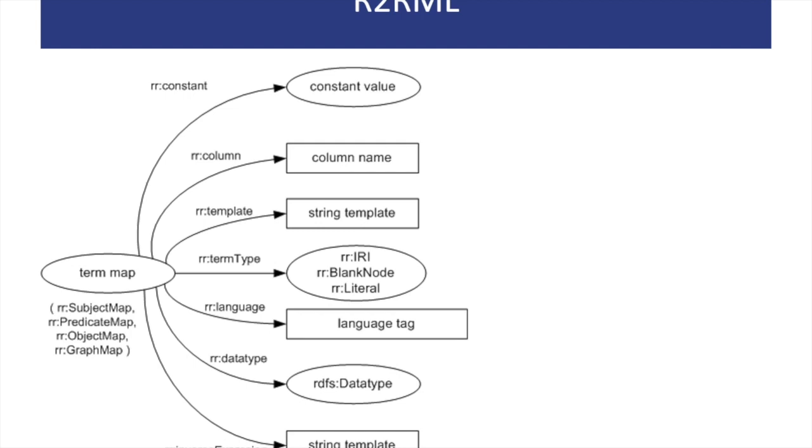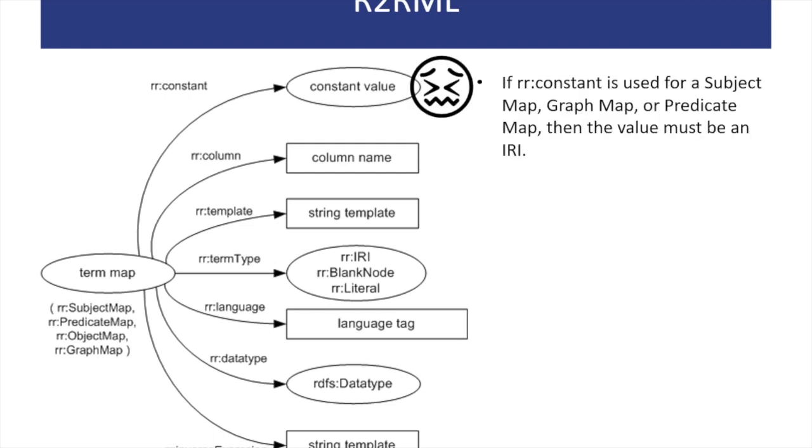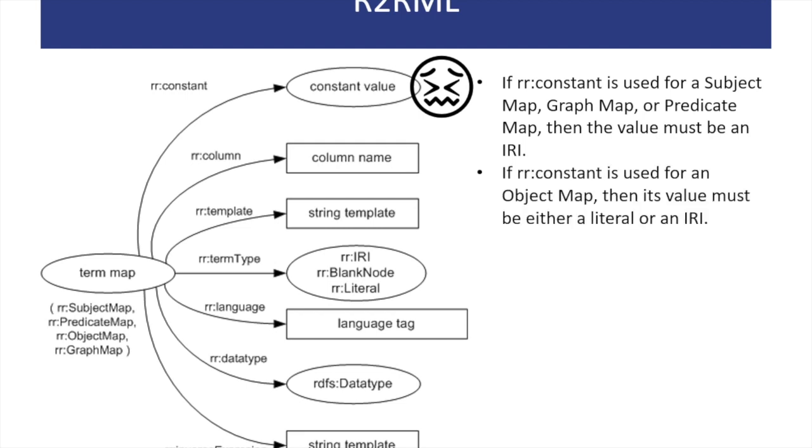Now, term maps can generate values based on either a constant, a column, or a template. And I'm not entirely happy with how it is represented, because the constant value, if it's used in a subject map, graph map, or a predicate map, then it must be an IRI, it must be a resource. But if it's used in an object map, then its value must be either a literal or an IRI. And this gives the impression that it has to be an IRI. So the representation is a bit unfortunate in the W3C recommendation.